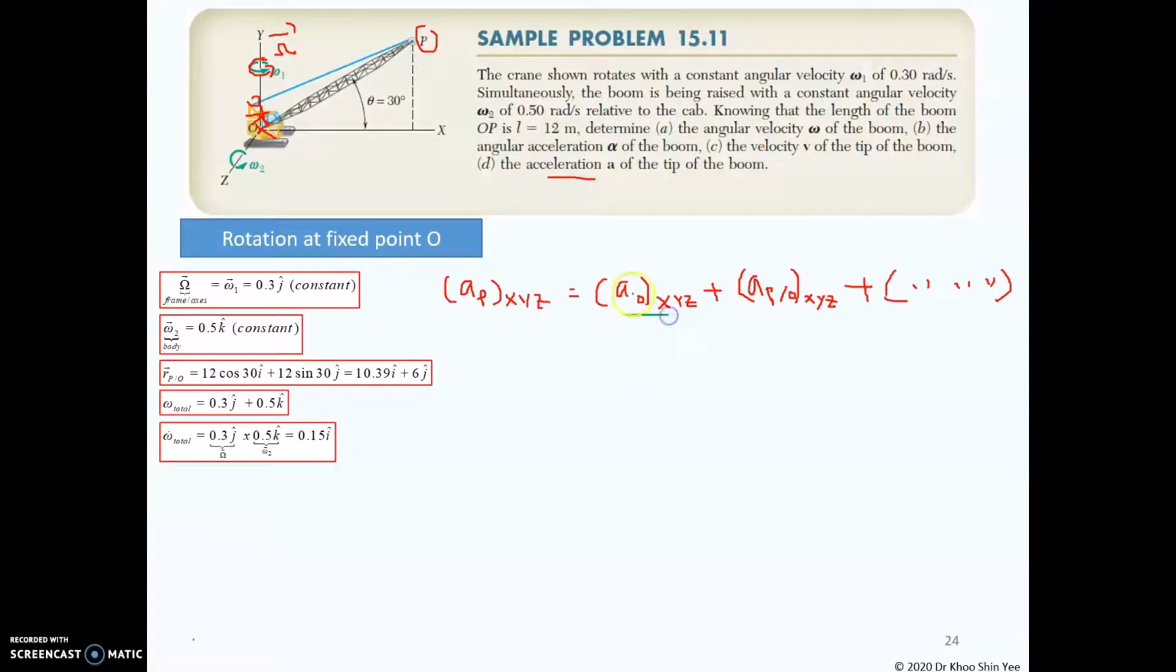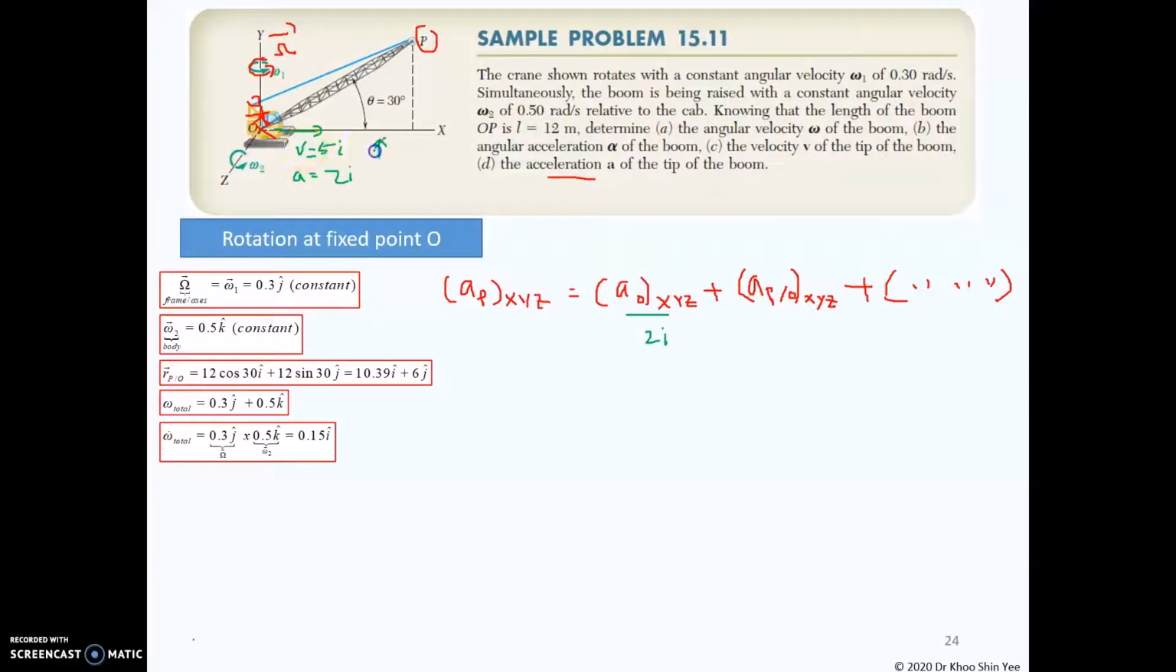For the first term, acceleration at point O here, if the crane is moving forward with 5i, this is the velocity. If the velocity keeps increasing over time, then you have acceleration. Let's say the acceleration is equal to 2i. In this case, you need to substitute 2i into this component.